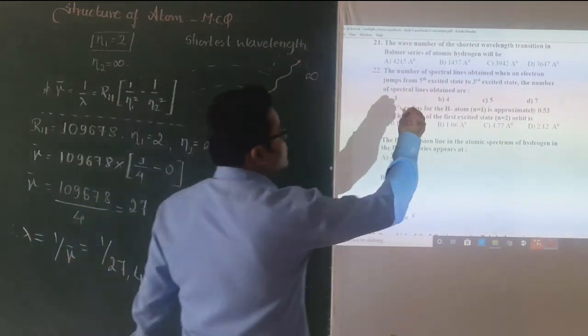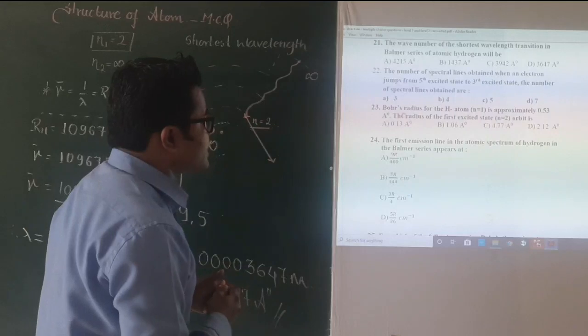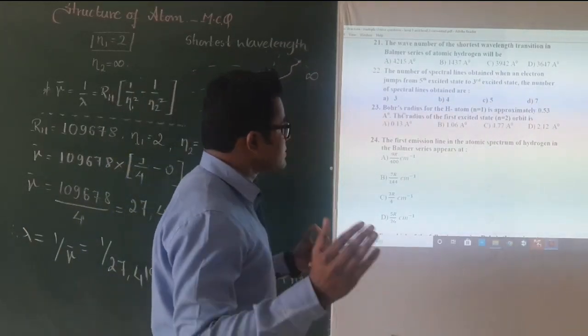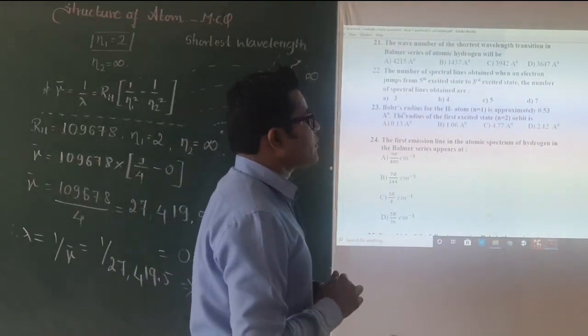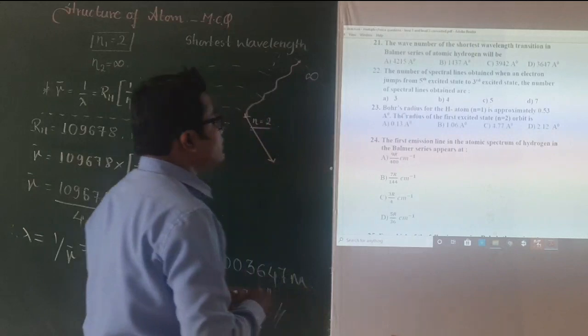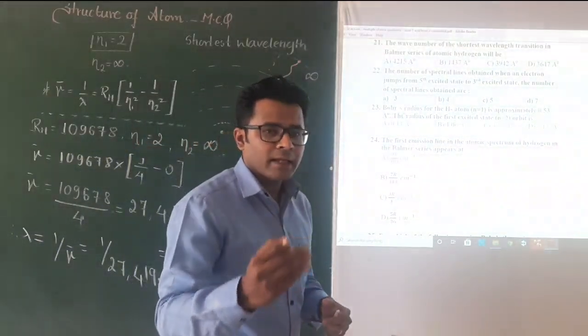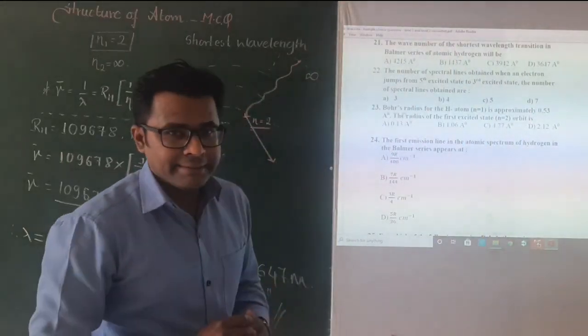So let's observe. The first one is 4215 angstroms, which is not correct. Second one, 1437 angstrom. No. Third, 3942 angstroms. No. So the fourth option, that is 3647 angstrom. So the answer for question number 21 is D.